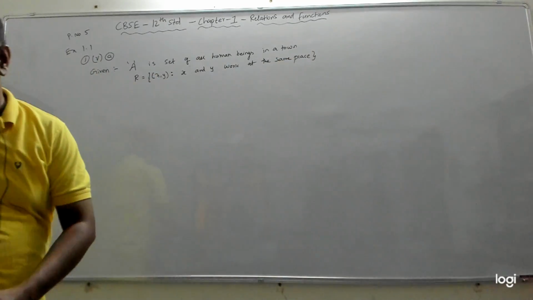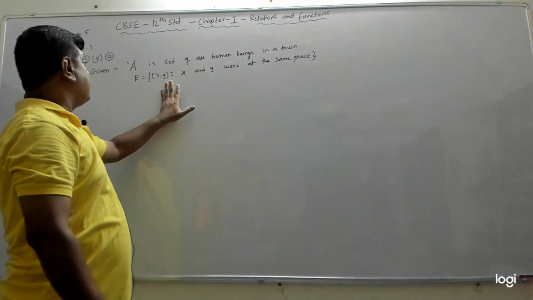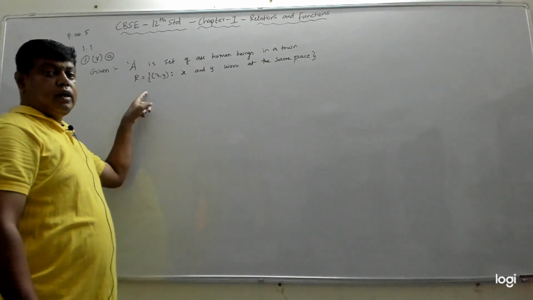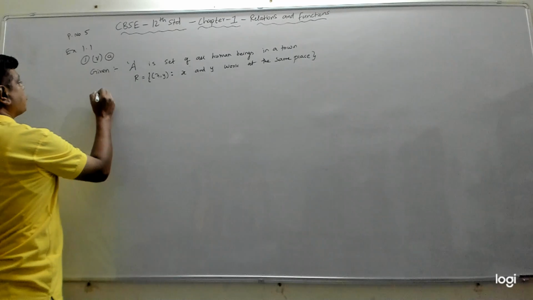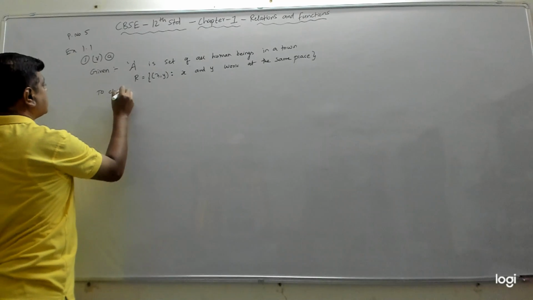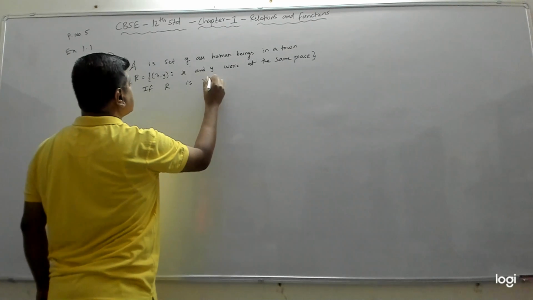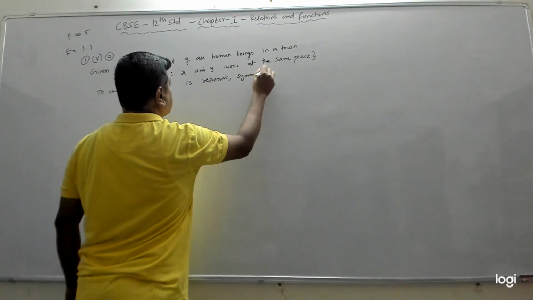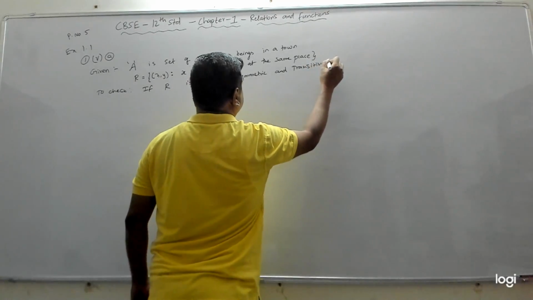So what is the relation that is defined on the set A? Set A is the set of all human beings in a town, and R is the relation, the set of all x comma y, which means two people are related if they work at the same place. Now we have to check whether this relation is reflexive, symmetric and transitive. So solution or proof, right? To check if R is reflexive, symmetric and transitive. We have to check this.